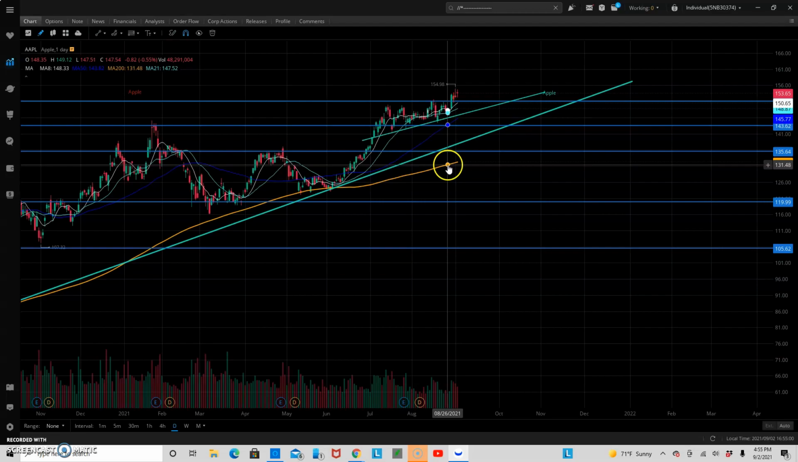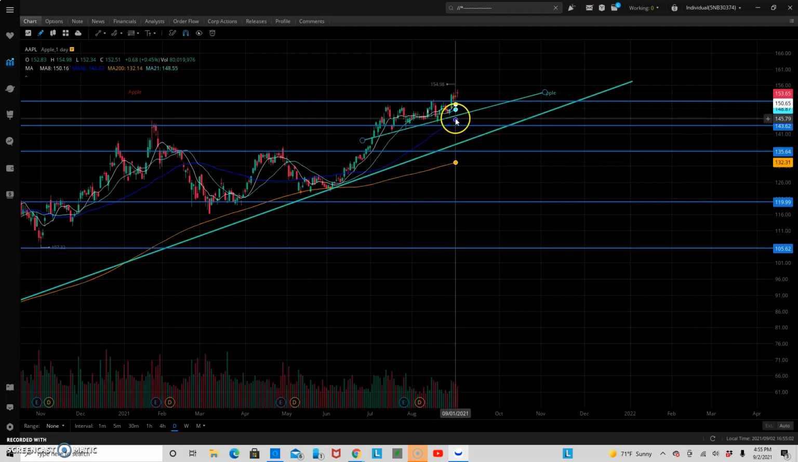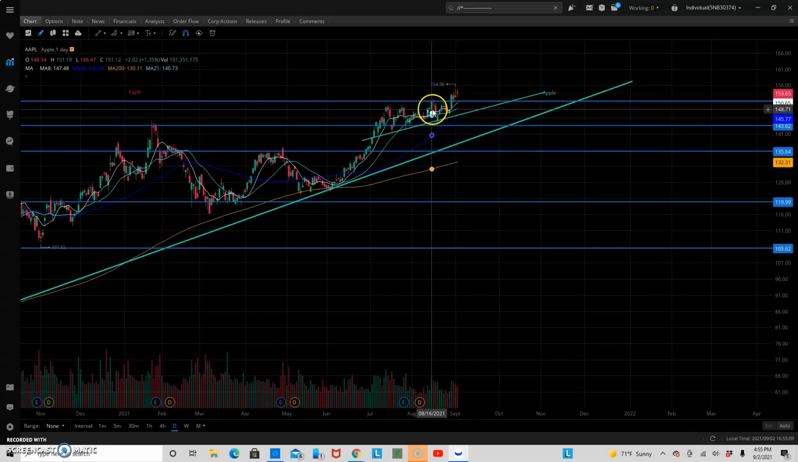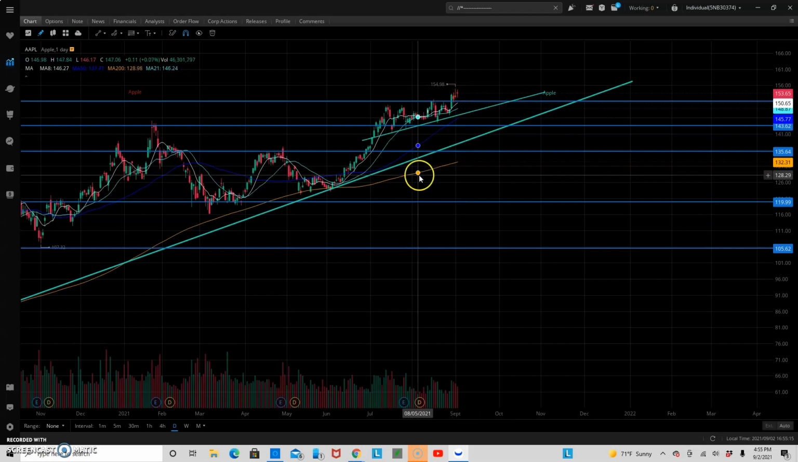My 200 is down here in the yellow. So this one closely follows the 50-day moving average. So if we do get a retest of the 50-day moving average, my trend line should line up pretty close with that, and we should have a nice bounce off of that trend line there.